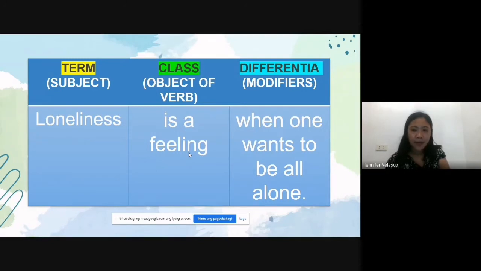Yes, ma'am. Okay, so let's have another example. Again, the subject is loneliness. It is the term. And the class is a feeling. And the modifier is your differentia. What are again the three parts of a formal definition? Ella, what are the three parts?